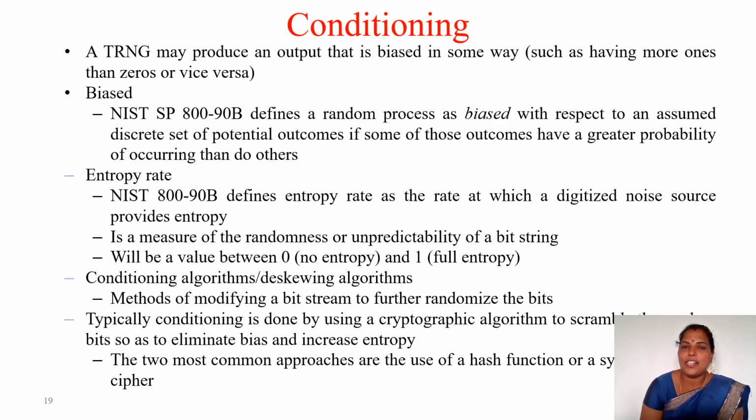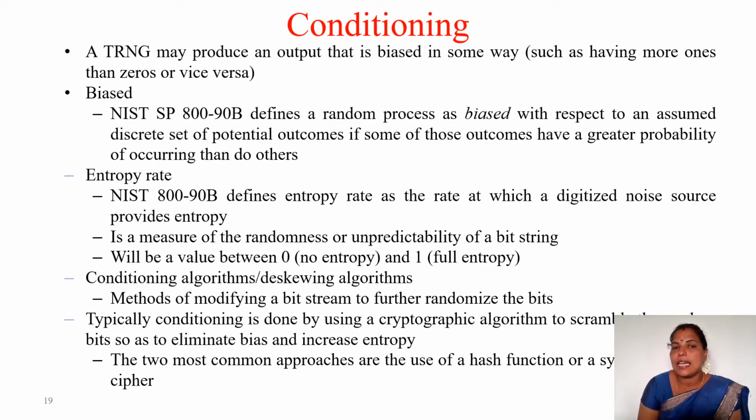Another thing is conditioning. Conditioning means the true random number generator may produce an output that is biased in some way, such as having more ones than zeros or vice versa. Like in the previous slide, we have discussed that it is inefficient. Why inefficient? Because it does not hold the full randomness property. That is, it is biased to some values: sometimes biased to ones and sometimes biased to zeros.